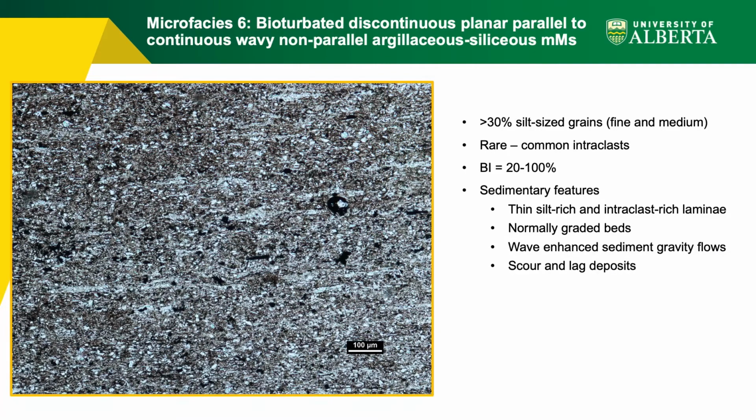Microfacies 6 is the bioturbated discontinuous planar parallel to continuous wavy non-parallel laminated argillaceous siliceous medium mudstones. It's the coarsest grained of all the microfacies we identified, containing greater than 30% detrital silt. The increase in detrital silt content reflects deposition in a proximal, relatively high energy setting when compared to the previously described microfacies. Although a large fraction of the detrital volume does occur as clay, it occurs as clay aggregate grains.